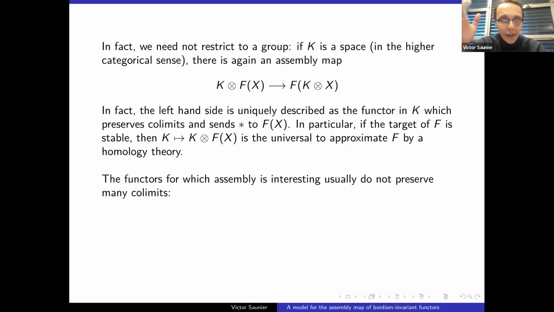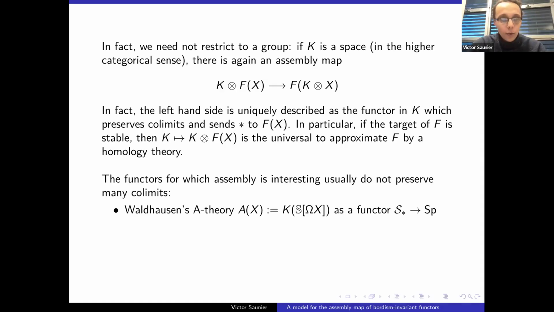The functors for which assembly is very interesting, and should tell you something, are just those where the functors themselves do not preserve the colimit. Otherwise, the map is just an equivalence. There's nothing really interesting happening. So what are the functors that I'm really interested in?